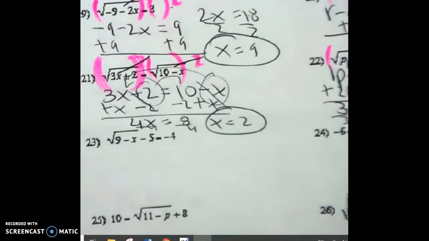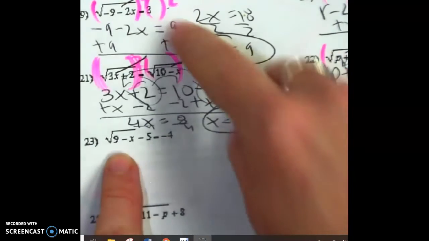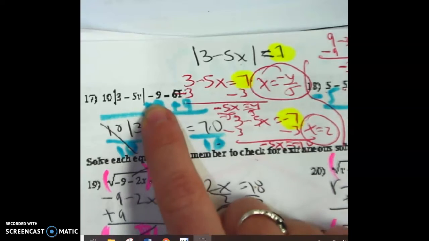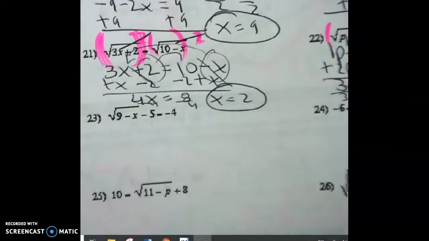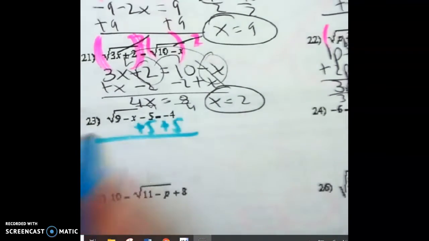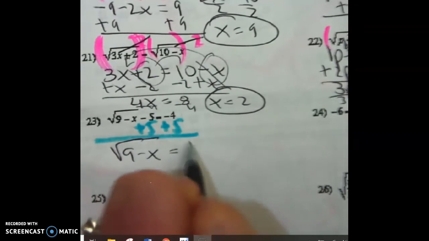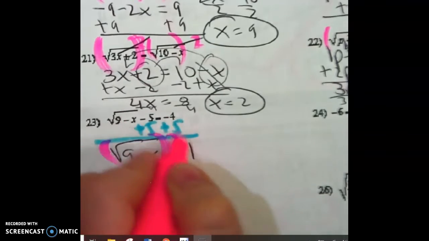Now, hold on a second. Before, it was a square root equals, but this time it's a square root minus 5 equals. Remember up here, we couldn't drop the bars until we moved. It had to say bars equals, so we had to add 9 first. So this is the same scenario. What do? First thing, add 5, add 5. Then I'm left with the square root of 9 minus x equals 1. Now I just have square root equals, so now I can square it.